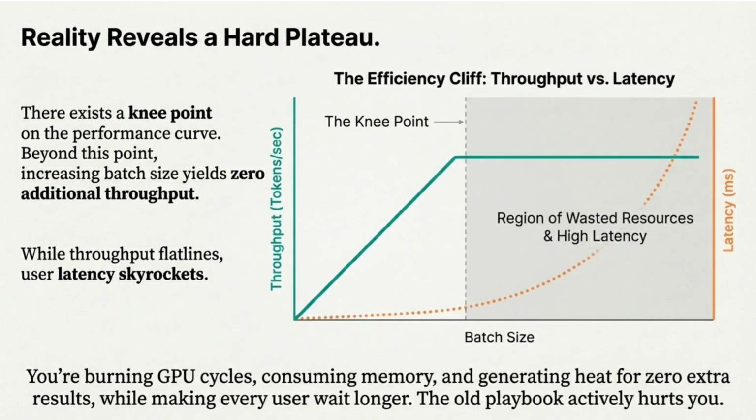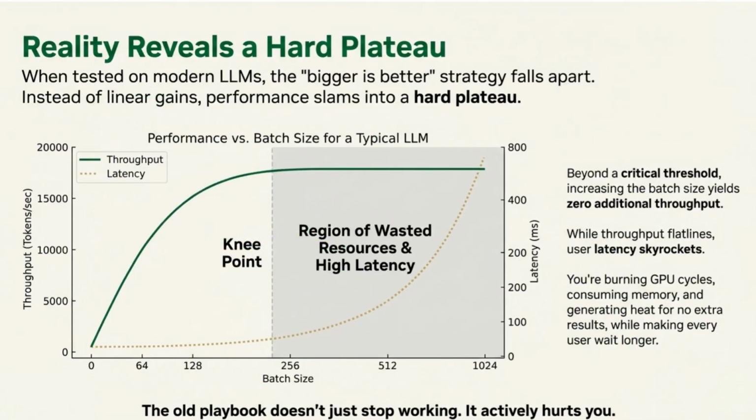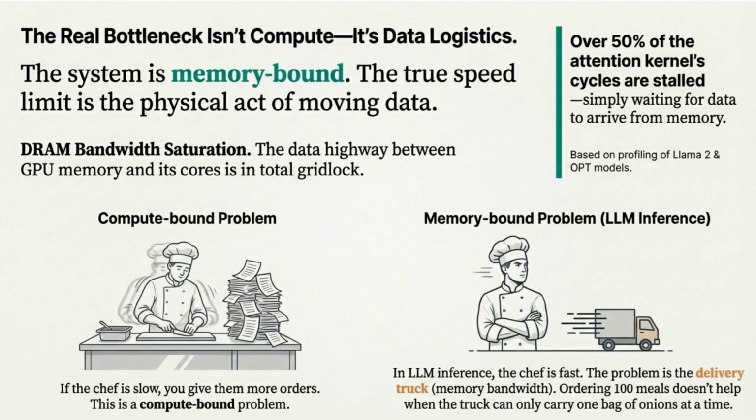But look at latency. It keeps going up. Users are waiting longer and longer. So think about what's happening past this knee point. You're using more memory. You're burning more power. Users are waiting longer. And you're getting zero extra throughput. You're wasting resources. The old playbook is actually hurting you here. So why is this happening?